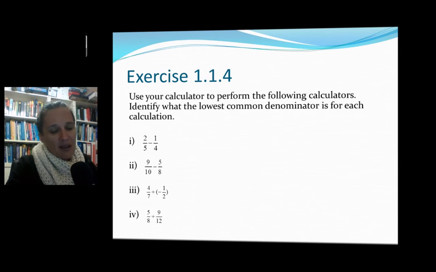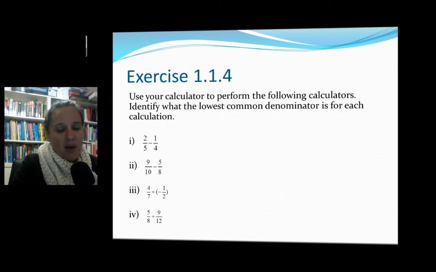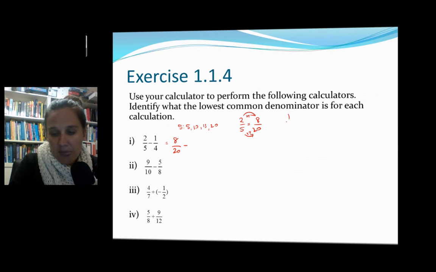So for number 1, we have 2 over 5 minus a quarter. So if we look here, if we count in 5s, we say 5, 10 doesn't work, 15 doesn't work, 20 will work. So here, well, our 2 over 5 to be a fraction over 20, 5 times 4 is 20, 2 times 4 is 8. So we have 8 over 20 minus a quarter. We want to change to a fraction over 20.